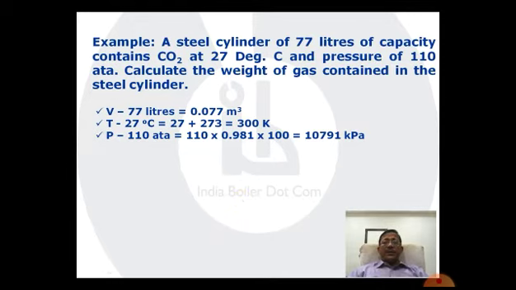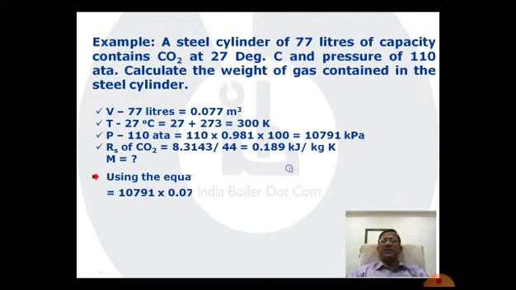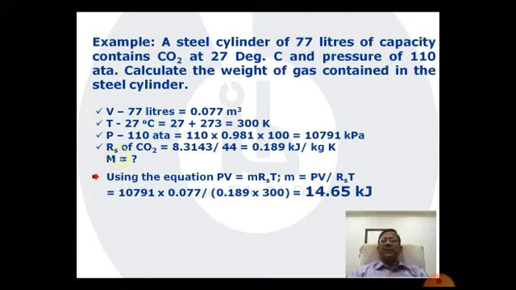They have not given us the RS of CO2, but they have told us it's CO2 gas, and the molecular mass of CO2 is known to us. Therefore, we can find out the RS of CO2 as R by M. So we find it as 0.189. Now, simply using this relationship PV is equal to mRST, we can find out the value of mass, right, which is coming to 14.65 kilojoule.